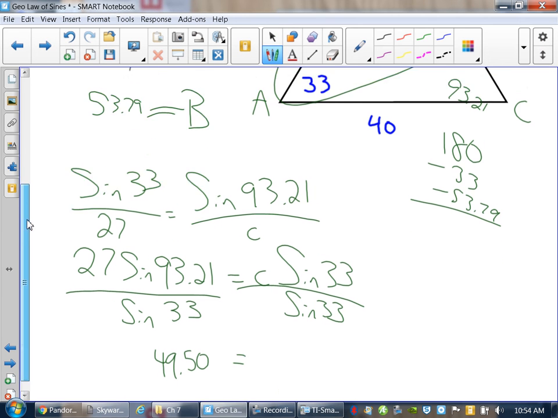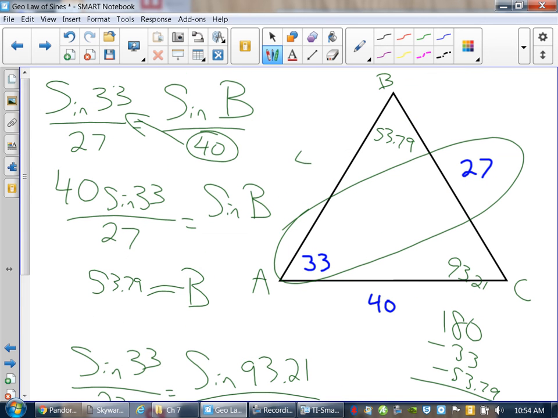And once again, there's really no easy way to tell whether or not you're right, except that you can double check to see if your sides match out. Yes, sir? Inverses are always used for finding angles. Okay, inverses are always for finding angles.